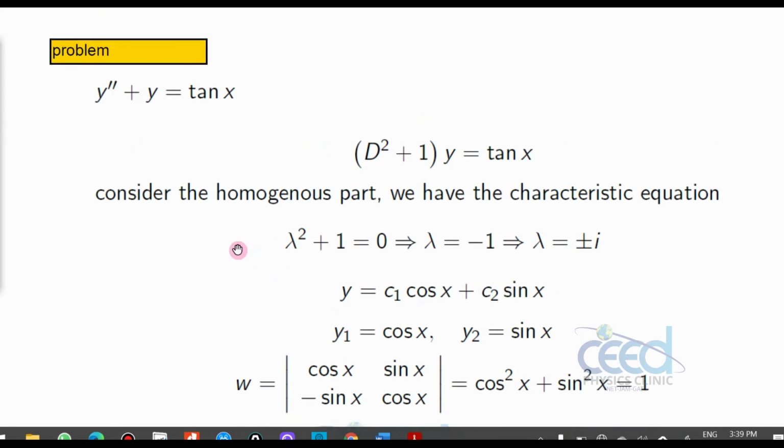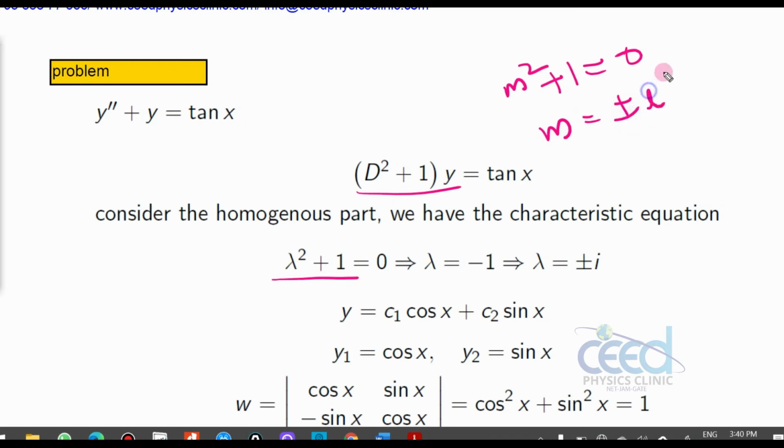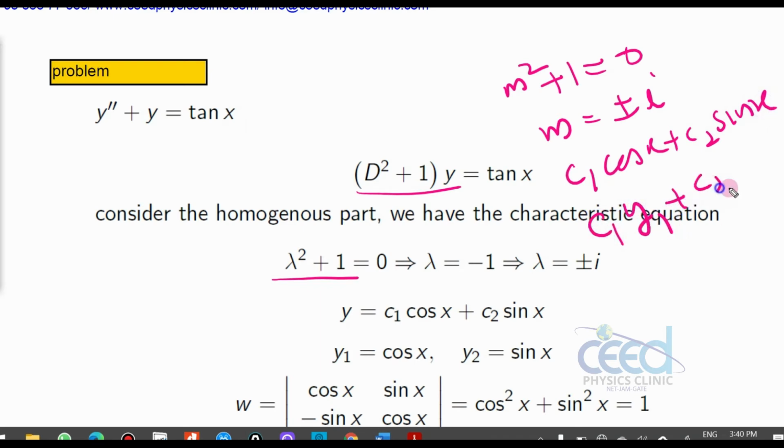Okay, now first of all I have to find the auxiliary equation corresponding to this, that is m square plus 1 equal to 0, that is m is equal to plus or minus i. So c1 cos x plus c2 sin x. Okay, this is in the format c1 y1 plus c2 y2. So what is y1? y1 is equal to cos x, y2 is equal to sin x.